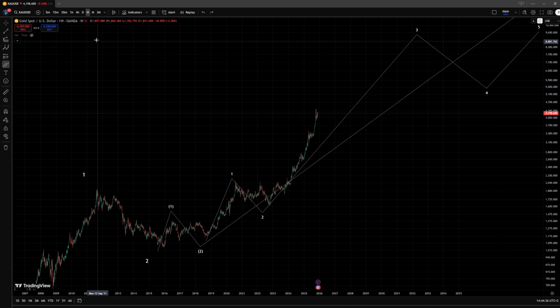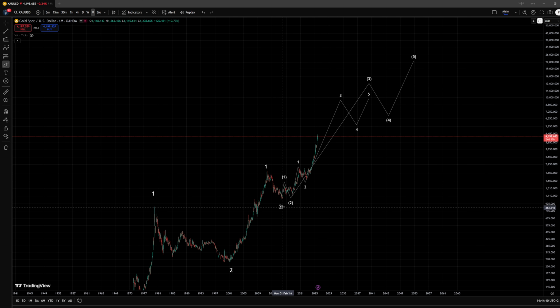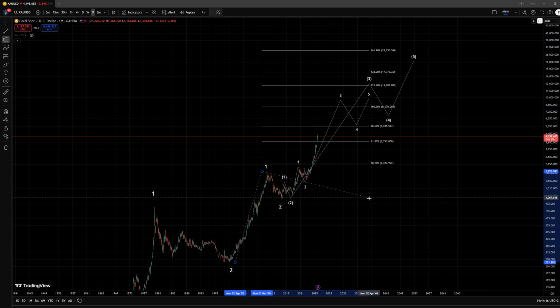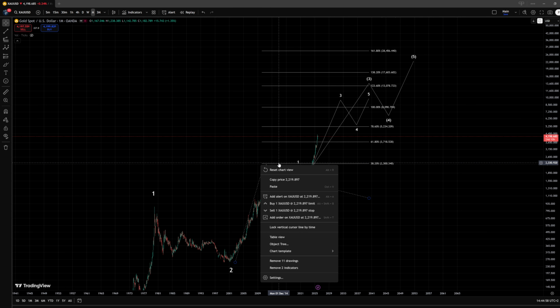Now, before we go here into the small time frame, we can actually even look for an ideal target if this really is a third wave unfolding to the upside. And here I would be looking at the 138.2% extension of the wave 1, which is around the 17.6k level. It doesn't seem anything out of proportion.